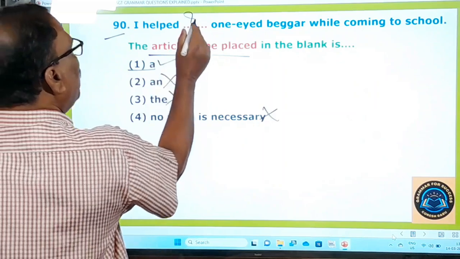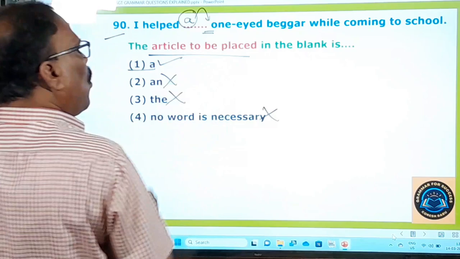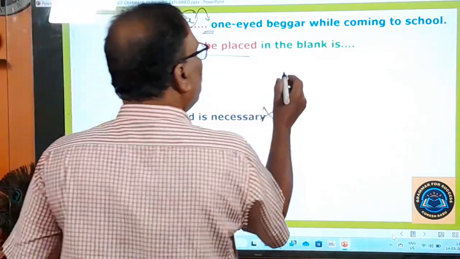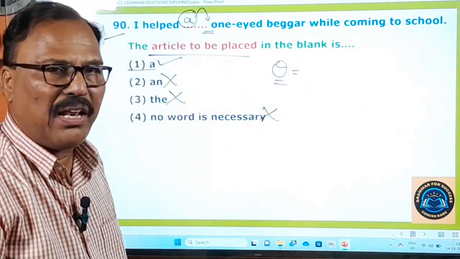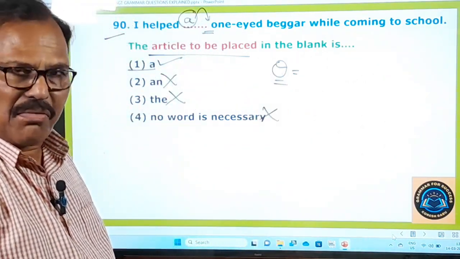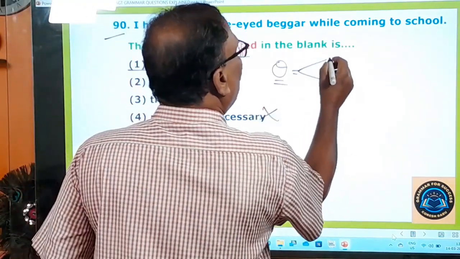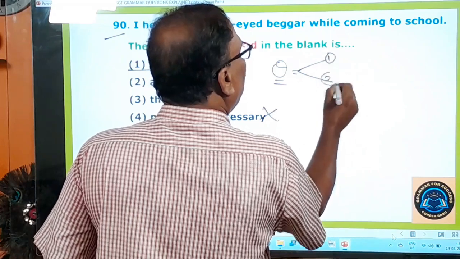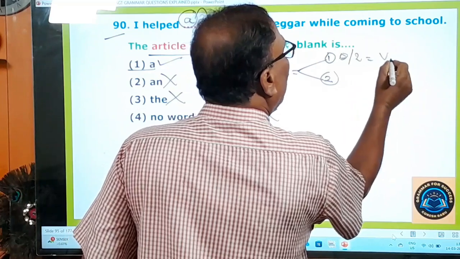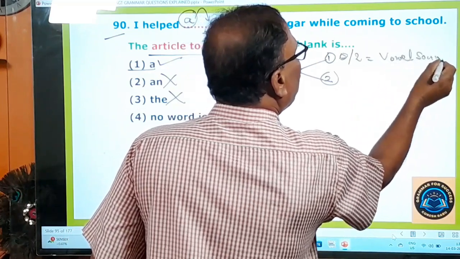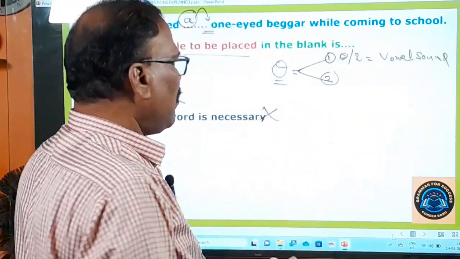So only A should be used here in this blank, because this word is beginning with what? O, one-eyed beggar. Let me tell you something about this O. Remember, O is by birth a vowel, by birth a vowel. But it gives two sounds. Whenever it gives you the sound of A or O, you must think it is a vowel sound. Vowel is different from vowel sound, different. Please try to understand this.